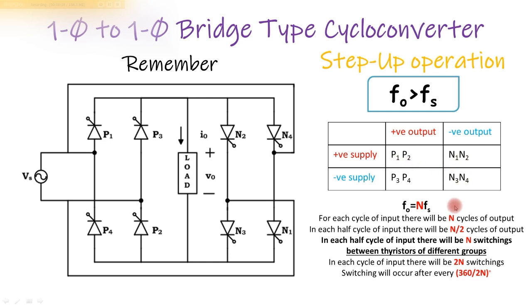Then from the last example and an analogy from there, we understand that to obtain an output frequency which is n times the supply frequency, there has to be n switchings in each half cycle, and those switchings will occur after every 360 by 2n degrees. So with this knowledge, let us try to understand the actual operation of cycloconverter in step-up mode.